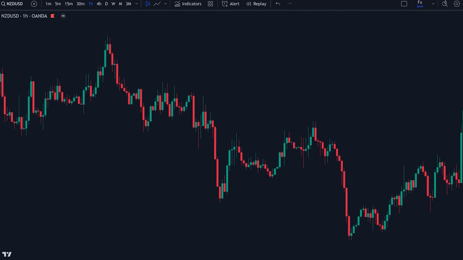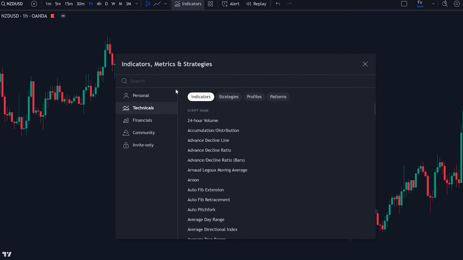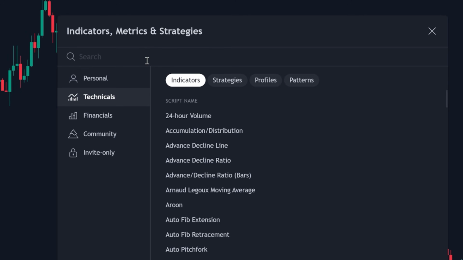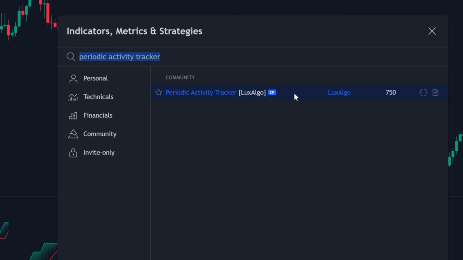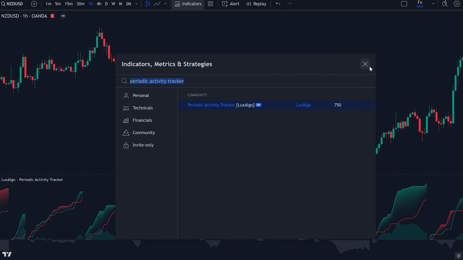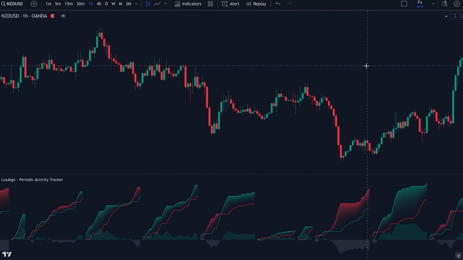Setting up the indicator on your chart is a simple process. Click on Indicator. Search for Periodic Activity Tracker. It's going to be this one called Periodic Activity Tracker, the editor's picks version, EP. Select the Periodic Activity Tracker, the editor's picks version, EP, by LuxAlgo. That's it. Now, let's take a look at the Periodic Activity Tracker on our price chart.